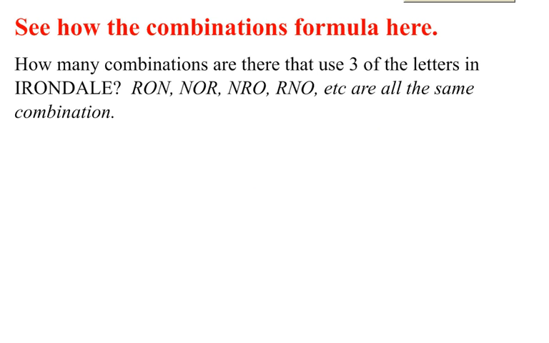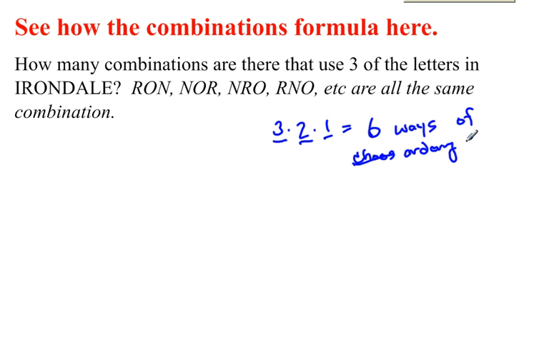So let's look at an example. We're going to go back to Irondale, and we're asked how many combinations are there that use 3 letters in Irondale, just like before. But remember, all of these, RON, NOR, NRO, RNO, they're all the same. And in fact, we should ask, how many repeats are there going to be? Well, if I took 3 letters, for the first one I have 3 options. For the second one I have 2. For the third one I have 1. And so I have 6 ways of ordering R, N, and O. And that's why I would end up dividing by that 3 factorial.